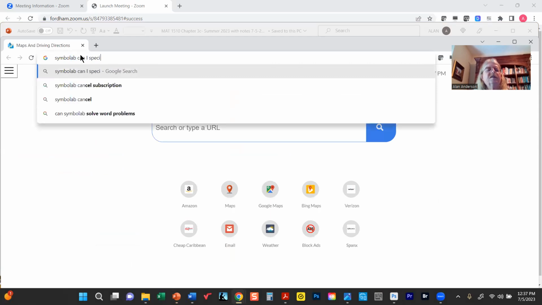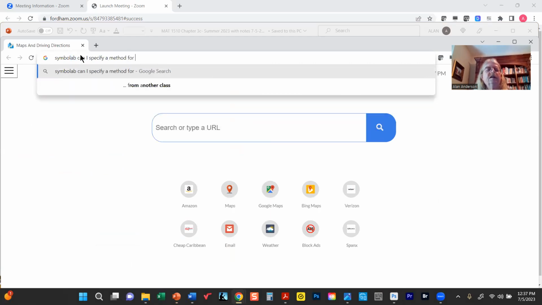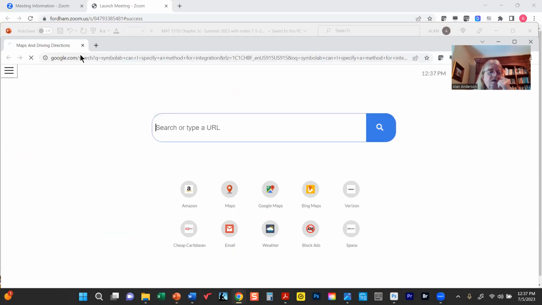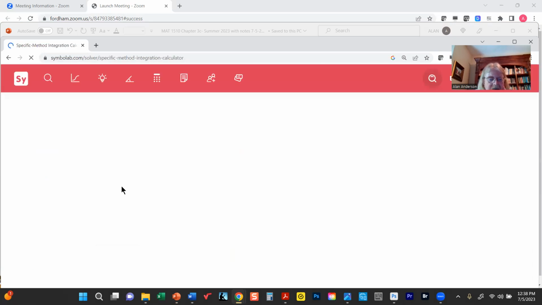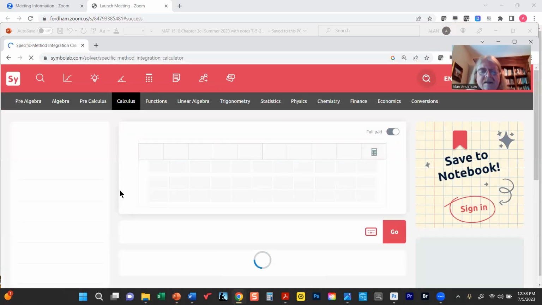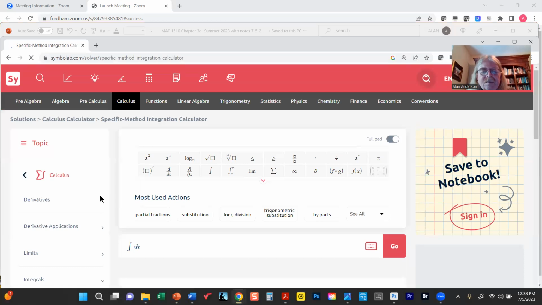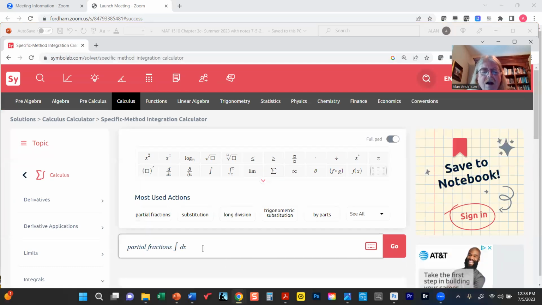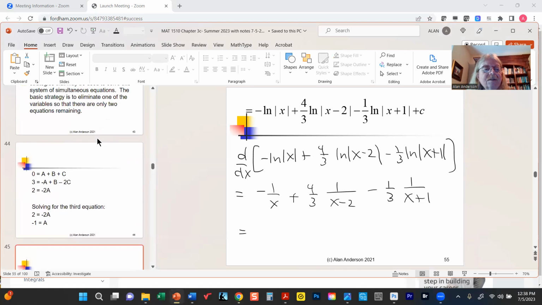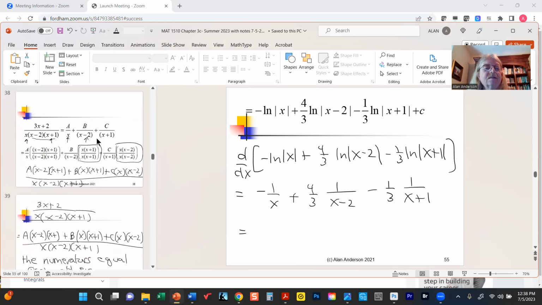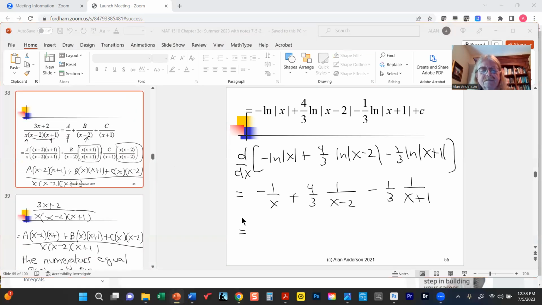Can I specify a method for integration? Oh, maybe they can. I'll be damned. I had no idea. All right, let's try this. Sometimes I'm so frustrated with this thing, and sometimes I'm very impressed with it.